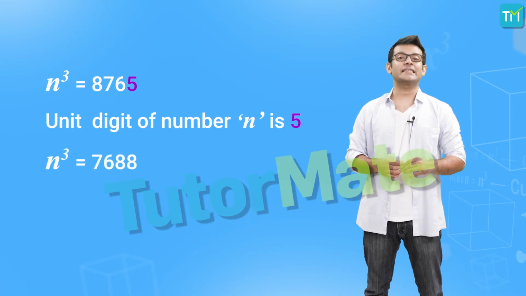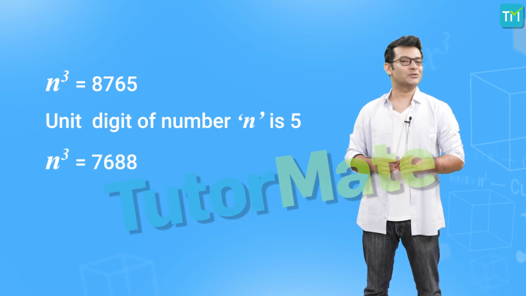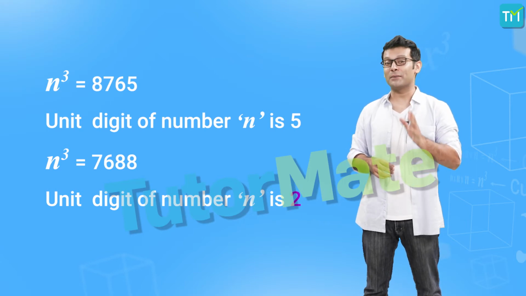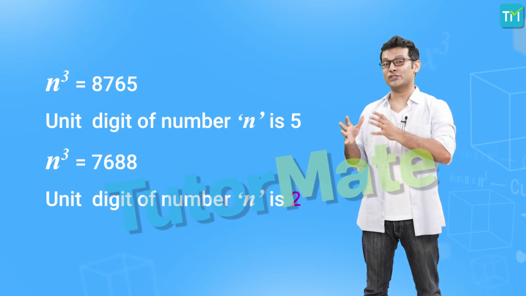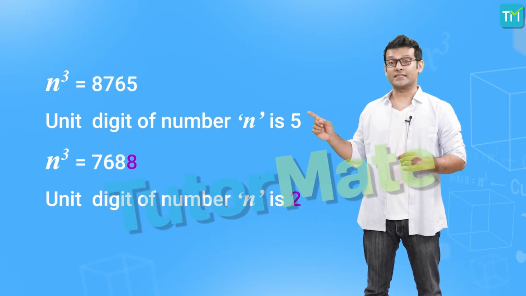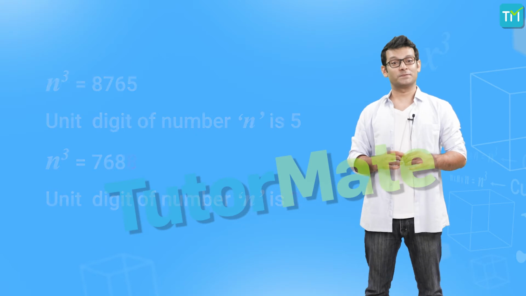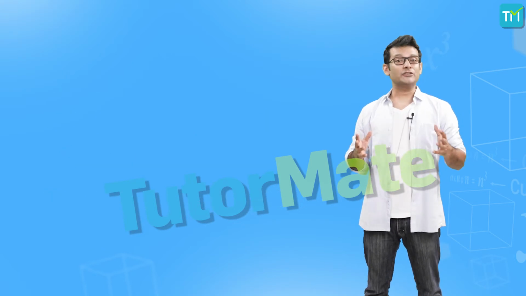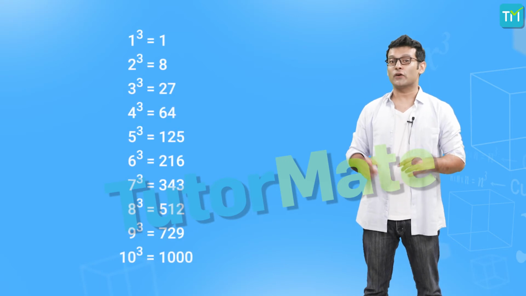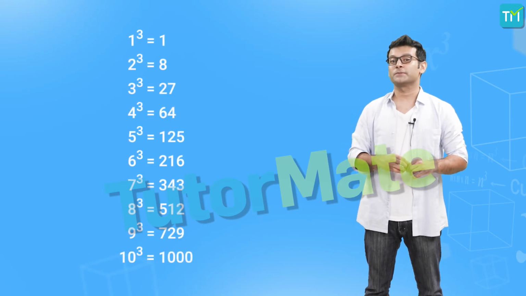What about 7688? Will it be 8 or 2? It's going to be 2, right? Because the cubes of the numbers having their units placed as 2 will end in 8, while the ones ending in 8 will have their cubes ending in 2. Now, there's another interesting property of cubes. And for that, I need you to look at the cubes of the first 10 natural numbers.